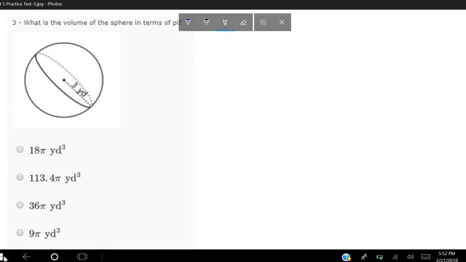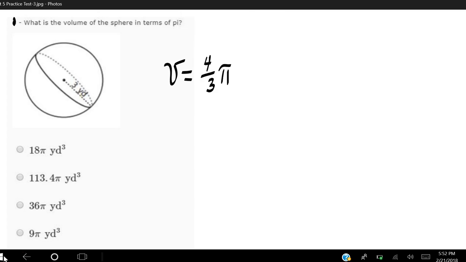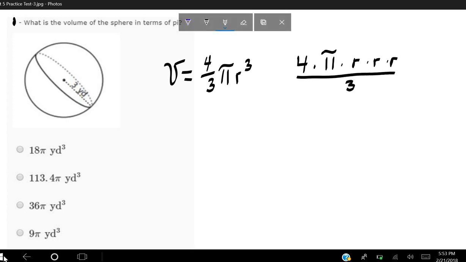Okay, now we've got the volume of a sphere. We know the volume of the sphere is 4/3 pi r cubed. I have you guys do it in the calculator as 4 times pi times the radius, and we do the radius 3 times for cubed, all divided by 3. That's how we do it in the calculator.